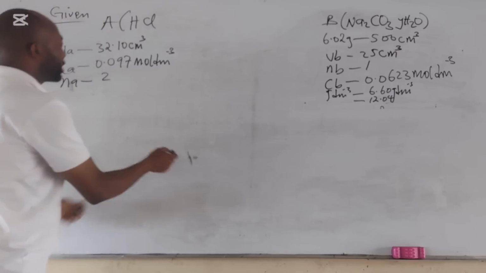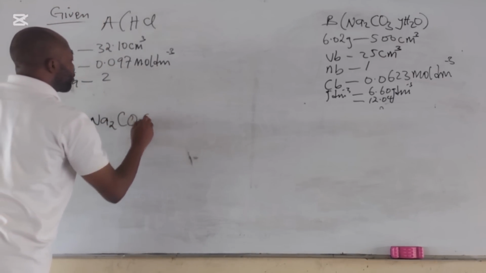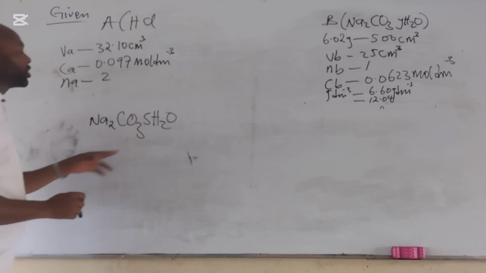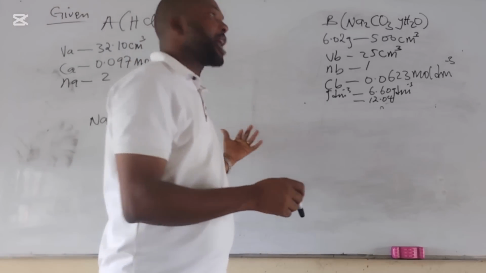For us to write the formula, this becomes Na2CO3·5H2O. So this is sodium carbonate pentahydrate. That is the formula and that is the name.